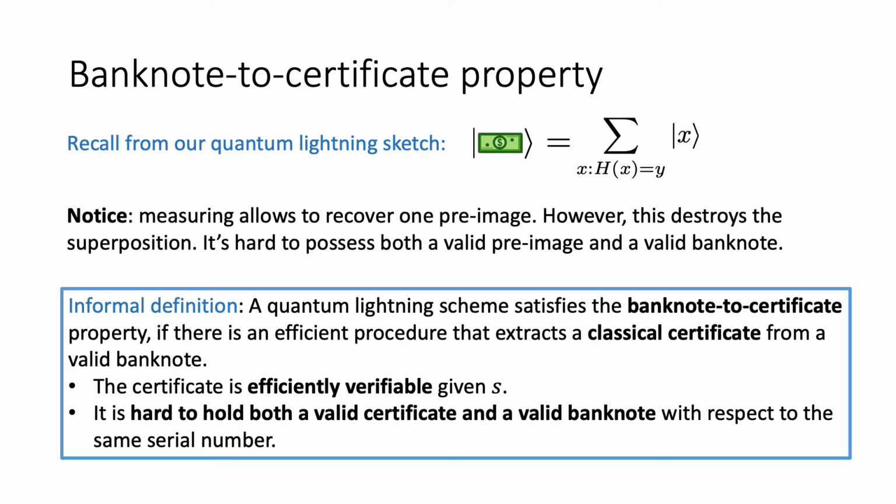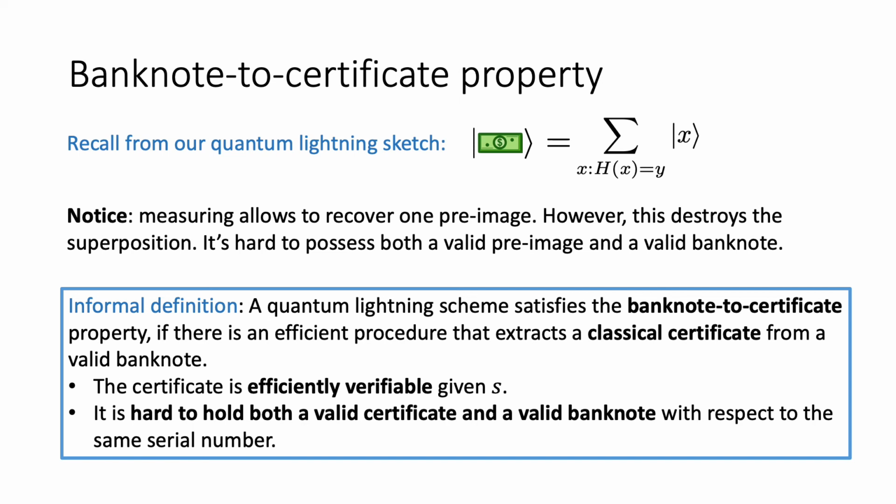And here is an informal definition of this property. We say that a quantum Lightning scheme satisfies the banknote-to-certificate property if there is an efficient procedure that extracts a classical certificate from a valid banknote. Now, this certificate should be efficiently verifiable, given S, and moreover, it should be hard to hold both a valid certificate and a valid banknote with respect to the same serial number. In other words, the certificate acts as a proof of destruction of the banknote, if you will. And we'll use this banknote-to-certificate property to go from quantum banknotes back to classical coins.